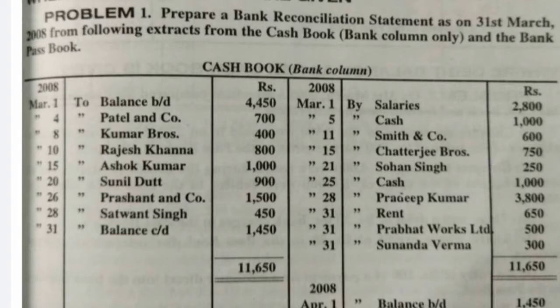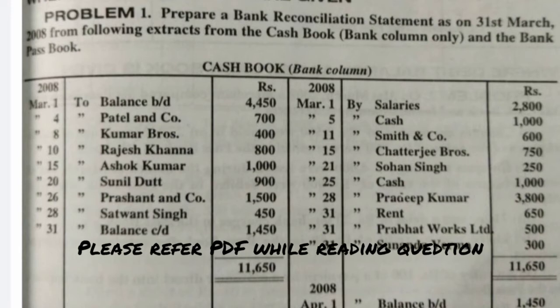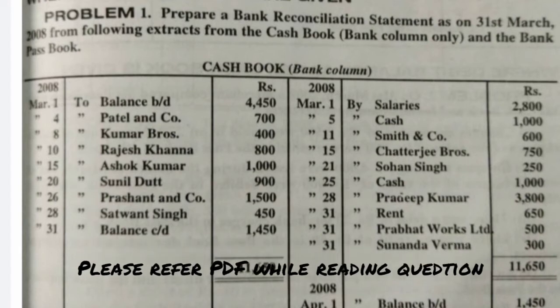I will just summarize once the differences between favorable balances and unfavorable balances. In favorable balances, there will always be a debit balance as per cash book and a credit balance as per passbook. It is called a favorable balance. In unfavorable balance, there will always be a credit balance as per cash book and a debit balance as per passbook. Okay, so that is the difference between favorable and unfavorable.